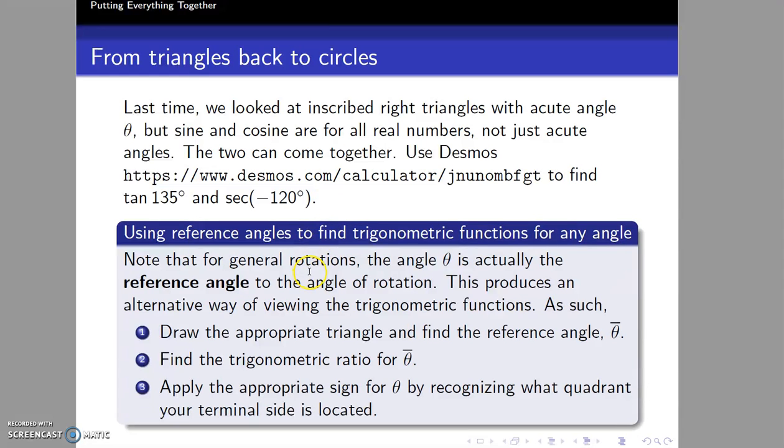So the way we're going to do that with everything together is we're going to do our rotation, we're going to inscribe our triangle, but instead of calling the interior acute angle theta, right, theta was our angle of rotation, instead we're going to call the interior acute angle theta bar. That's going to be our reference angle. And then we can find the trig ratio for theta bar using our right triangle approach, and then we can apply the appropriate sign, the plus or minus, to our trig function by recognizing what quadrant we're in. So let me show you what I mean.